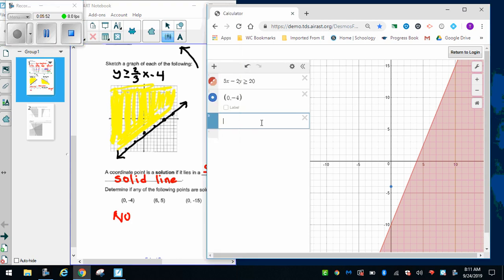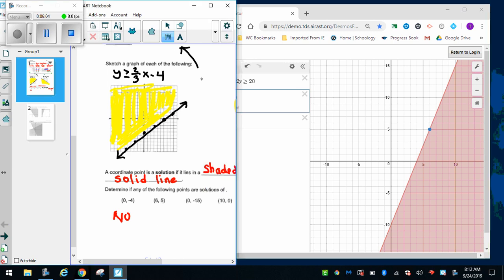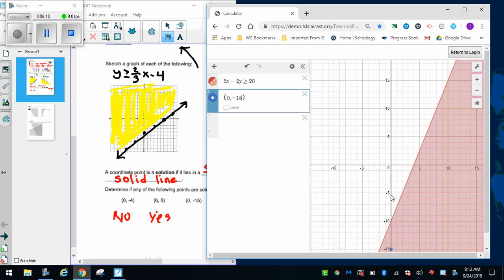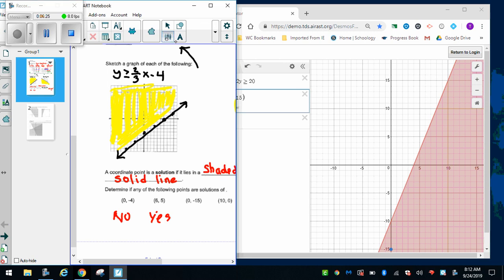It's 6, 5. I already have my brackets. 6, 5. We can see that it falls directly on the line. So yes, 6, 5 is a solution. Let's try 0, -15. Make sure you put the comma between. We'll have to search for that dot, and we see it's right down here, and it's in the red shaded part, so yes, that is a solution.